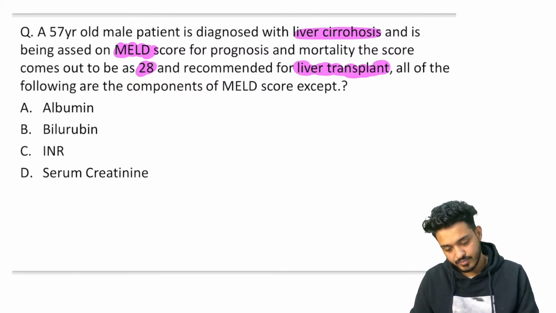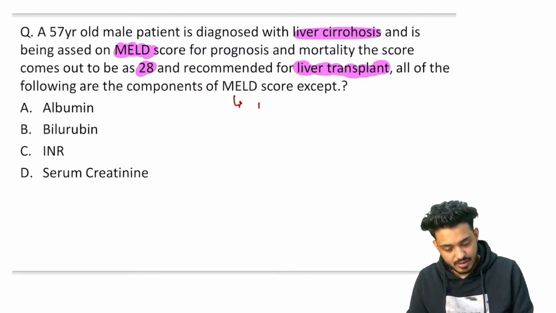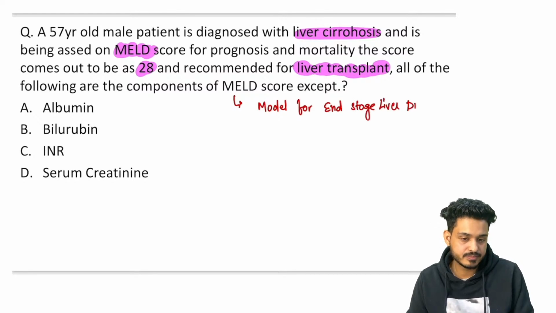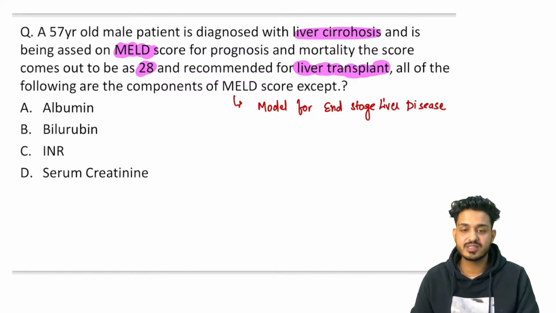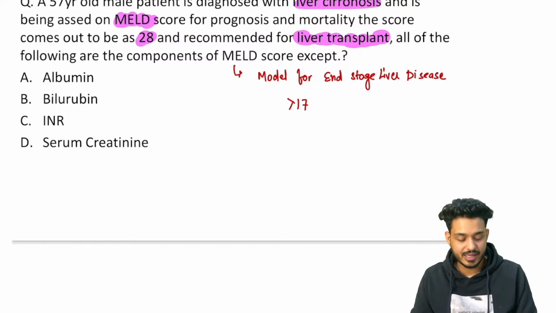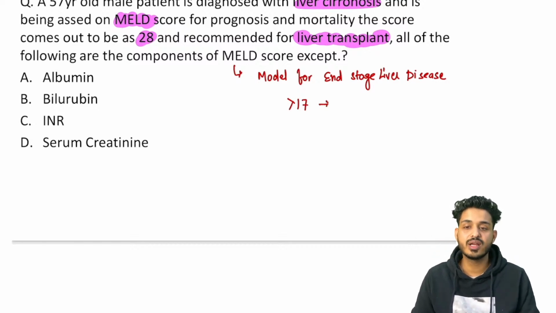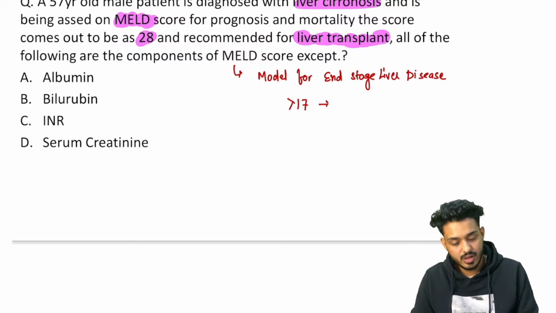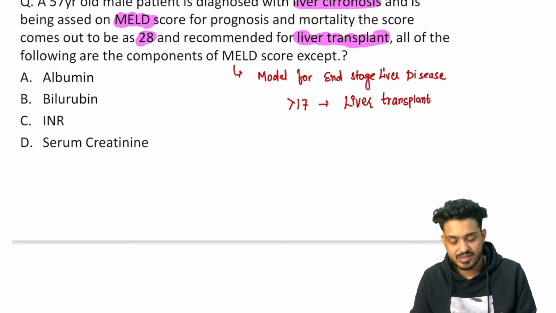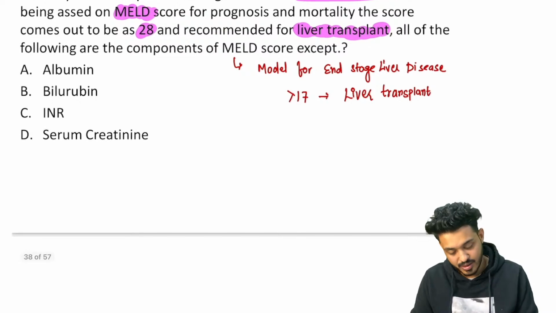Everyone, exam is so near, guys. The mnemonic is, this is your Model for End stage Liver Disease. अगर स्कोर आता है आपका more than 17, remember it is an indication for liver transplant. Score more than 17 is an indication for liver transplant, right?